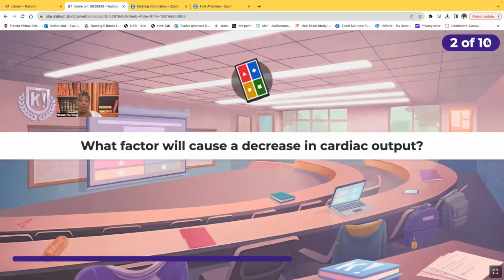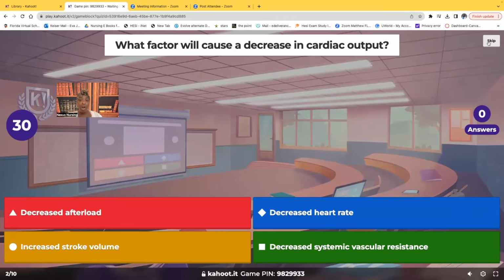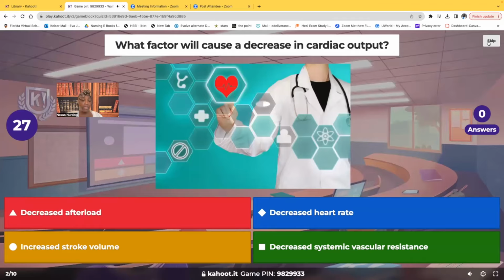All right, what factor will cause a decrease in cardiac output? Is it decreased afterload, decreased heart rate, increased stroke volume, or decreased systemic vascular resistance? What do you guys say?